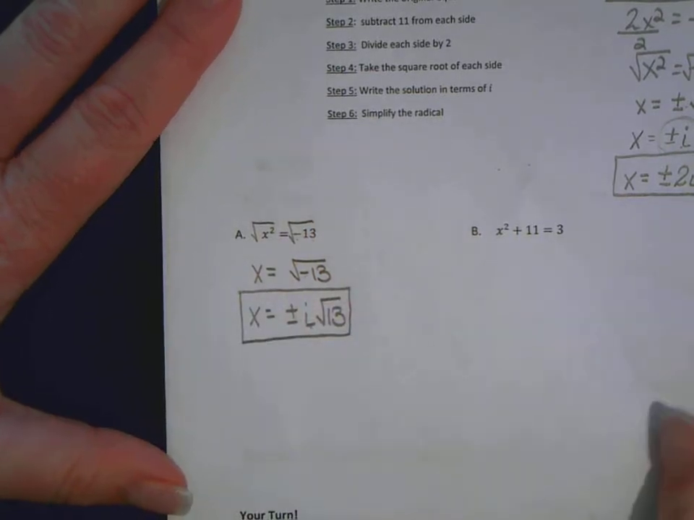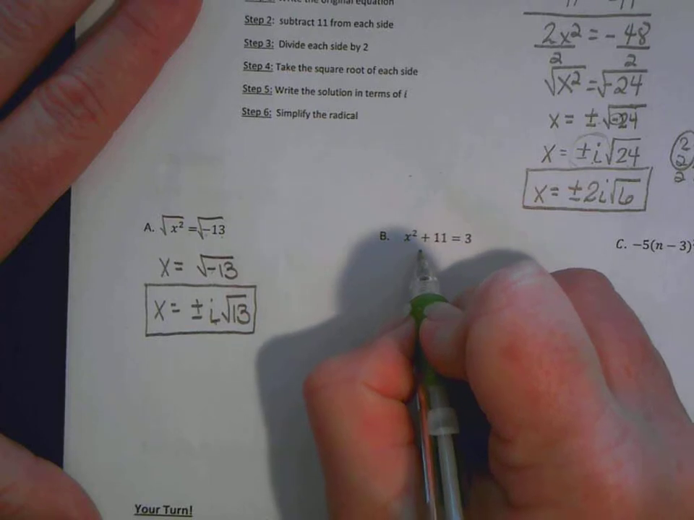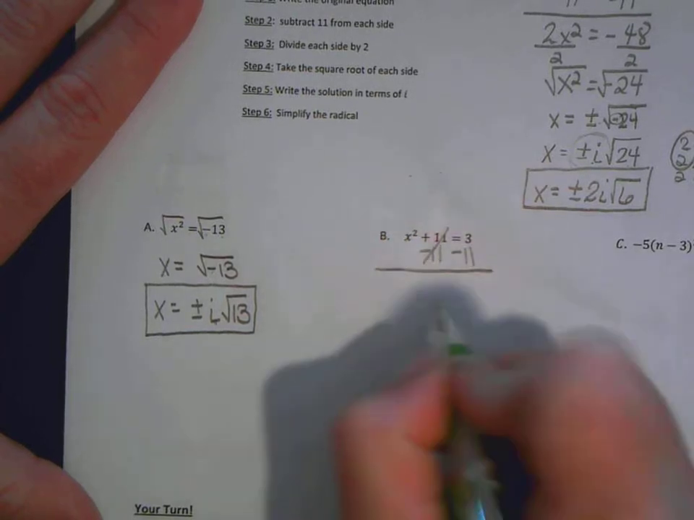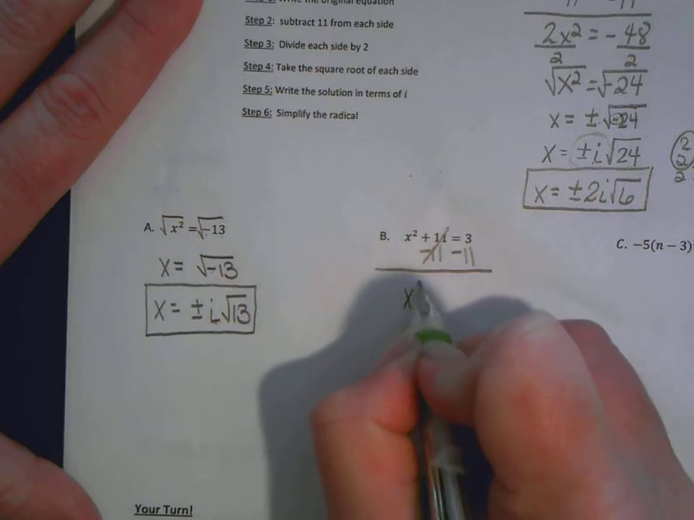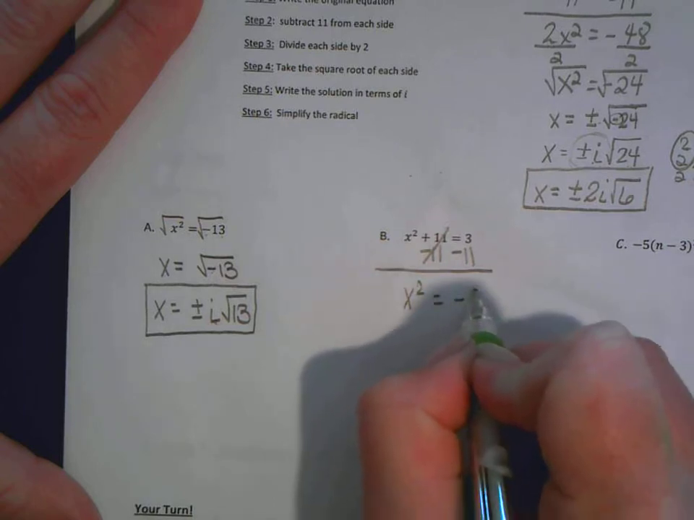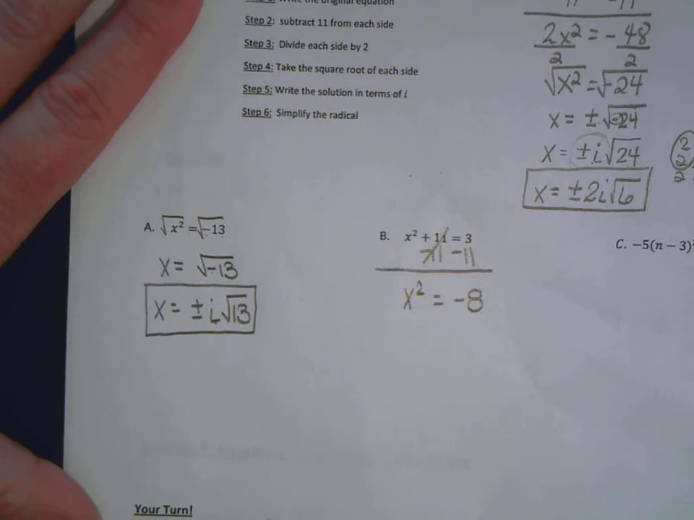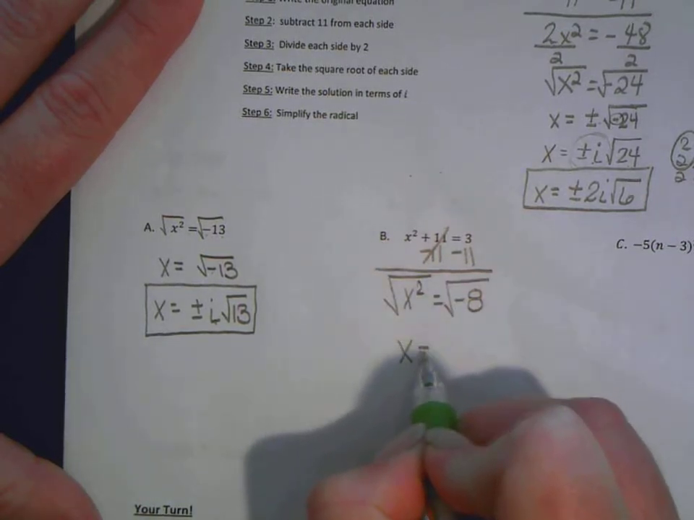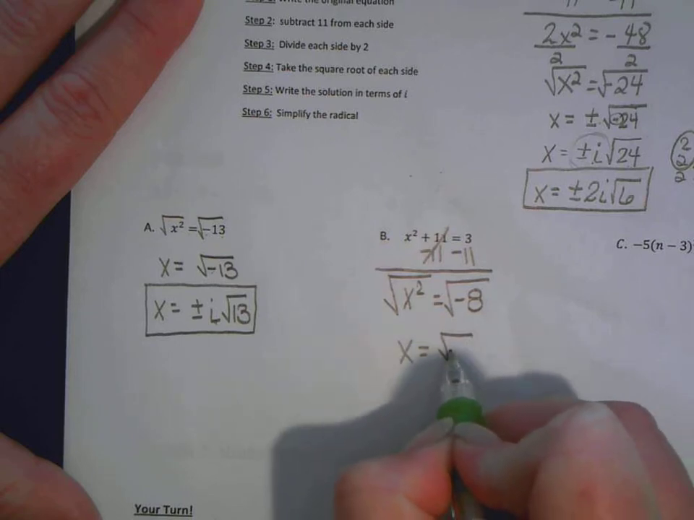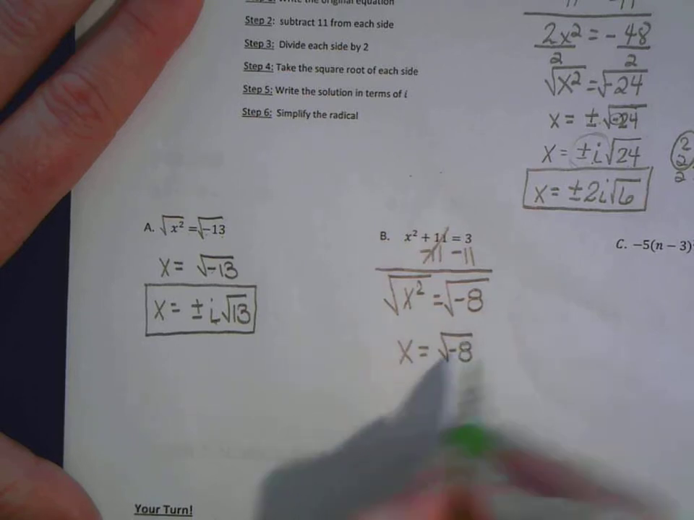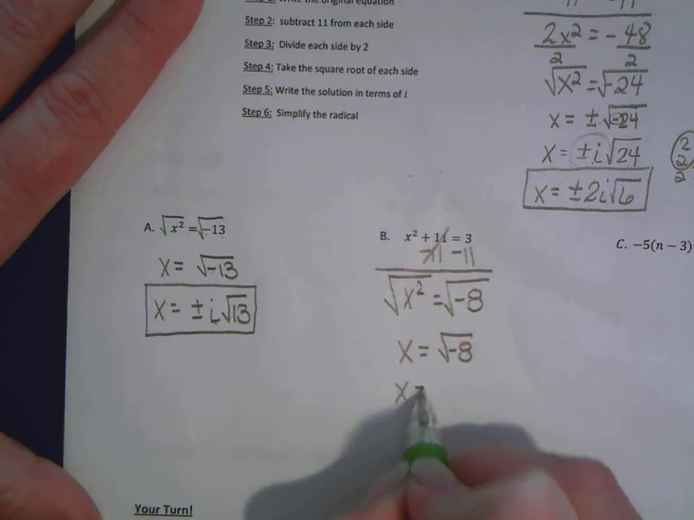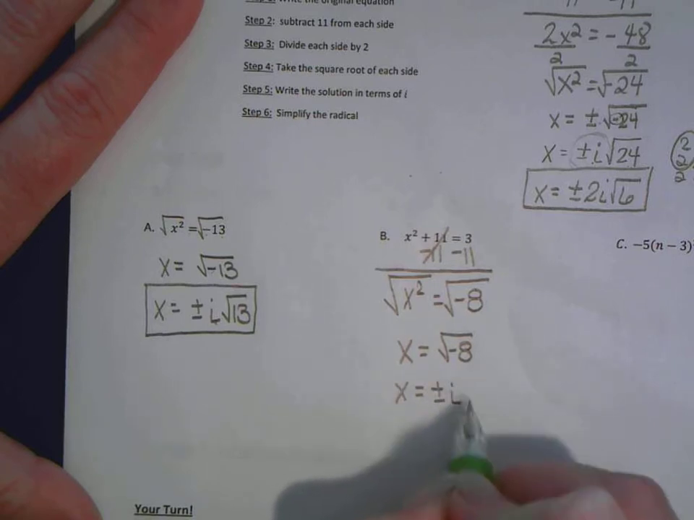Okay, this one over here, the next one, x squared by itself. So you're going to subtract 11. So you're going to have x squared equals negative 8. Take the square root of both sides. So now you're going to have x equals the square root of negative 8. Take the negative out. When it comes out of the radical, it becomes an i, but remember radicals have a positive or negative answer.